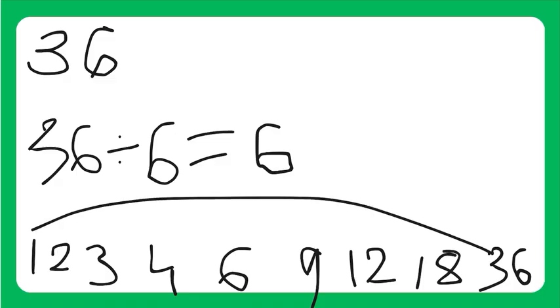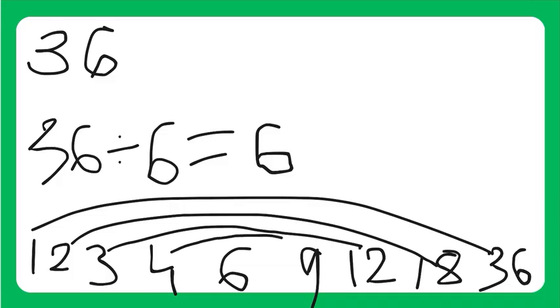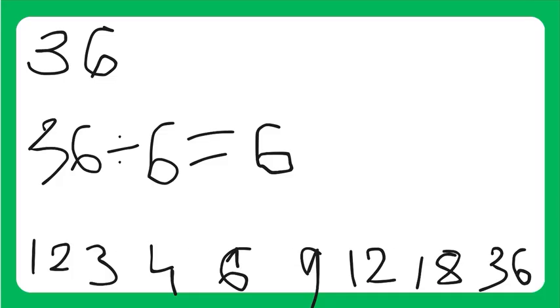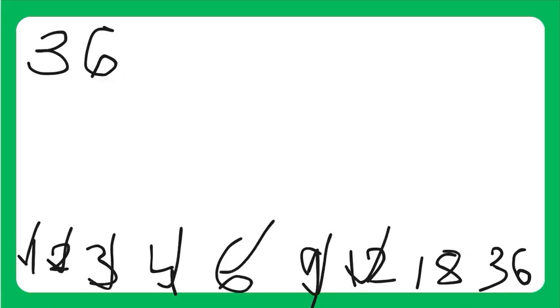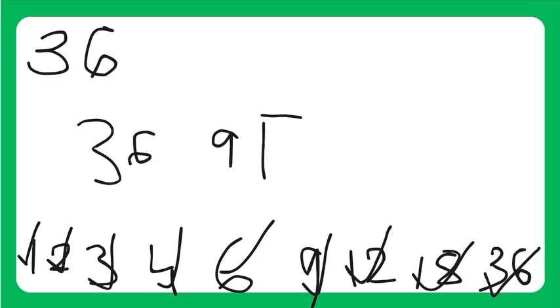So 1 was paired with 36, this was paired with 18, this was paired with 12, this was paired with 9. 6 is paired with itself, and when something pairs with itself, you stop. So now we are done. We got these factors: 1, 2, 3, 4, 6, 9, 12, 18 and 36. So we got total 1, 2, 3, 4, 5, 6, 7, 8, 9 factors. So 36 has 9 factors.